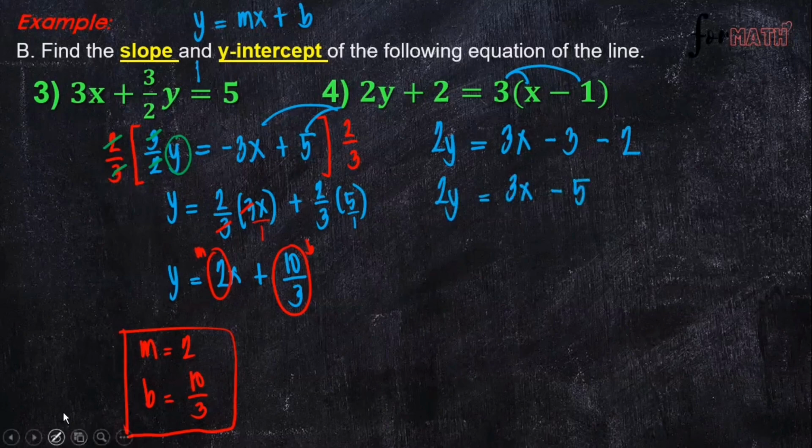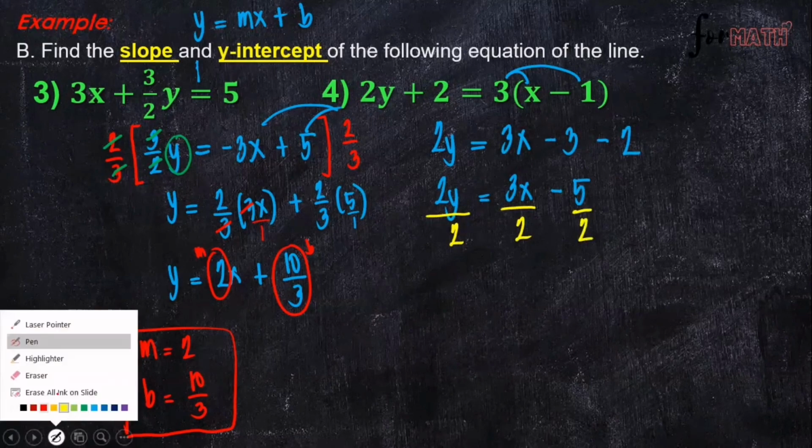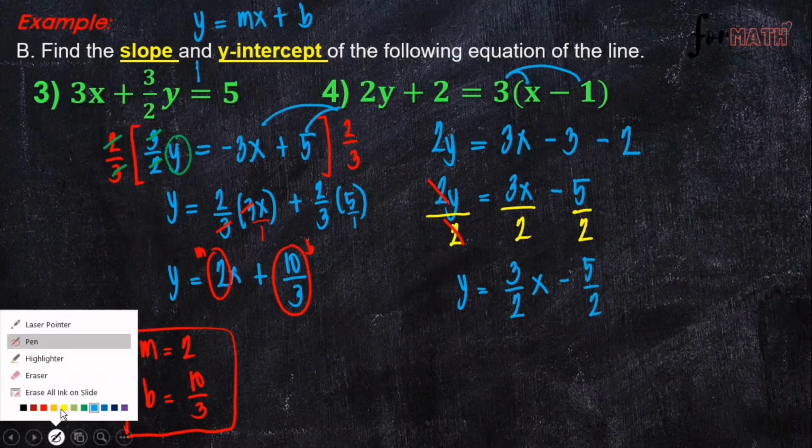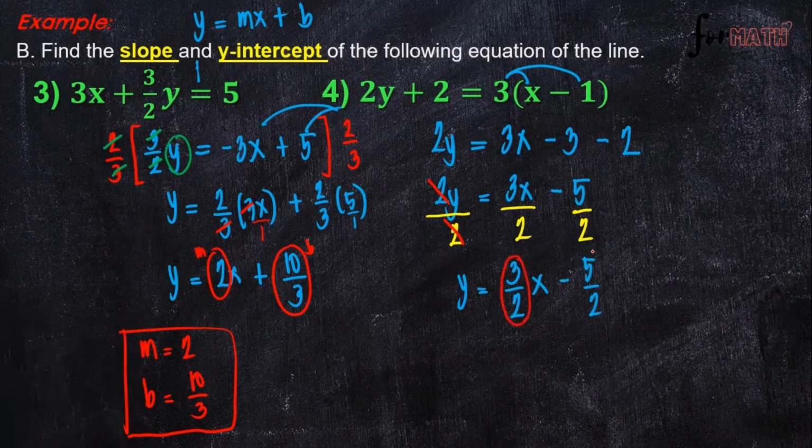Okay? And then, divide natin lahat by 2. Bakit by 2? Kasi siya po yung numerical coefficient ng ating y. Okay? So, ayan. And then y equals to 3 over 2 x minus 5 over 2. So, ito na po yung ating slope-intercept form. So, therefore, ito po yung ating slope. Ito naman yung y-intercept. Kasama po yung negative. So, therefore, ang slope ay 3 over 2. And ang b natin, y-intercept, ay negative 5 over 2.